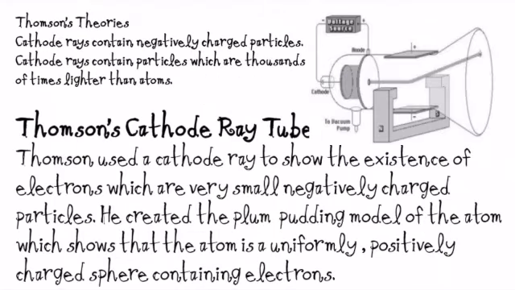Thomson found that cathode rays contained negatively charged particles. They also contain particles which are thousands of times lighter than atoms. Thomson used the cathode ray tube to show the existence of electrons, which are very small negatively charged particles. He created the plum pudding model of the atom, which shows that the atom is a uniformly positively charged sphere containing electrons.